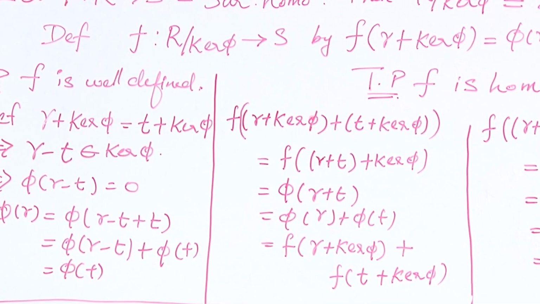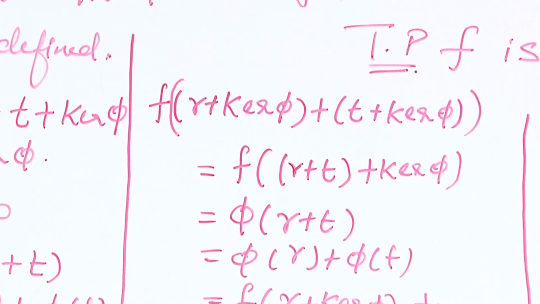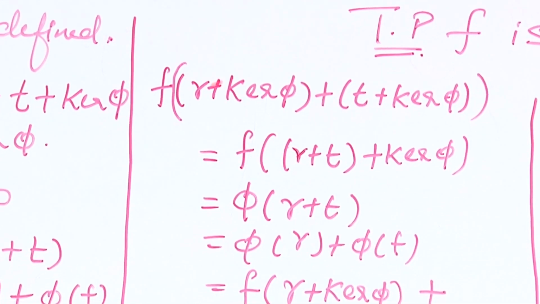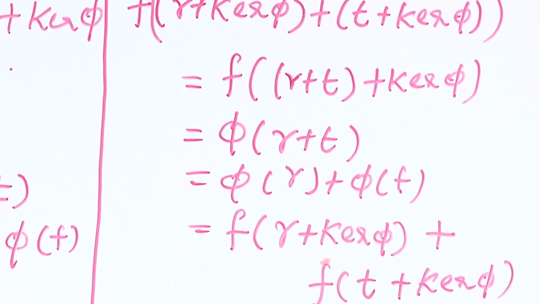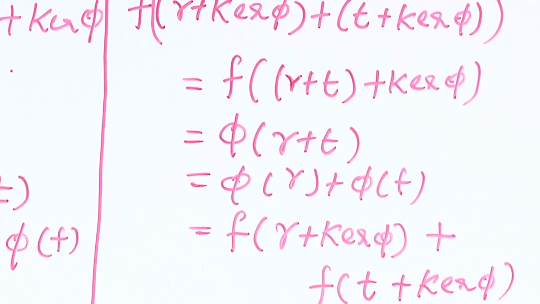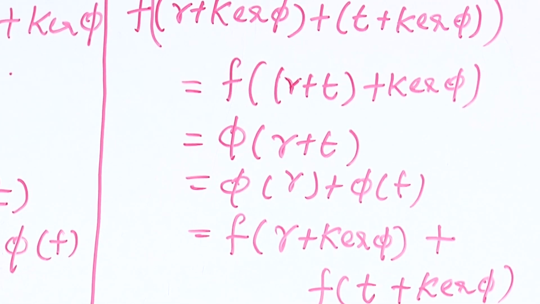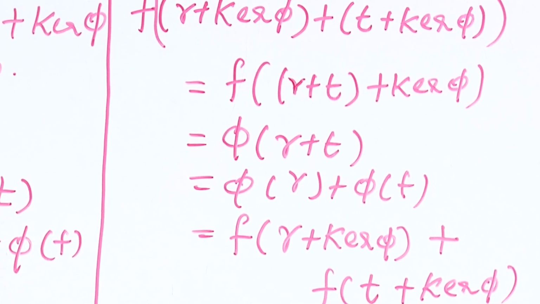Now, to prove that the function f is a homomorphism, we prove two conditions. The first condition is f of r plus kernel of phi plus t plus kernel of phi equal to f of r plus kernel of phi plus f of t plus kernel of phi. And the second condition is f of r plus kernel of phi into t plus kernel of phi equal to f of r plus kernel of phi into f of t plus kernel of phi.